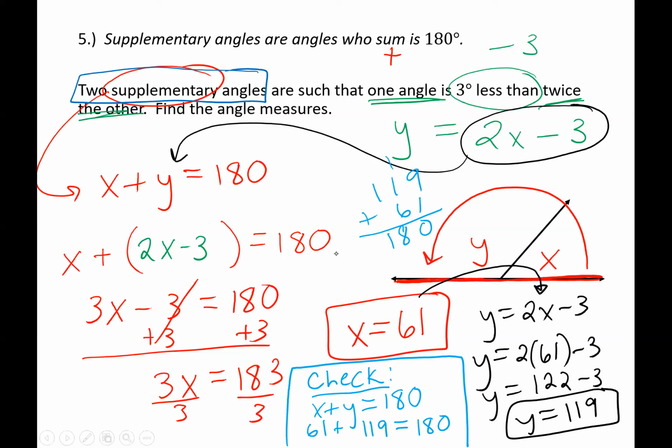And we also used the other equation about being 3 less than twice the other. One angle is 3 less than twice the other. That's why we use that y equals 2x minus 3. So the 119 is 3 less than twice the 61. It sounds worse than it looks when I say it like that.